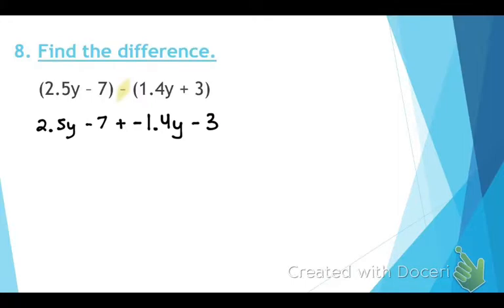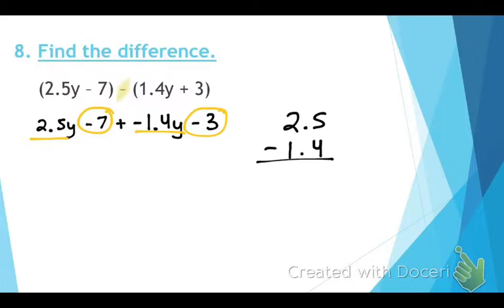All right, so I'm going to underline the y family and circle. Once again, what are the numbers that stand alone called? Constants. Very good. We have to line up the decimal point. A lot of people on the quiz forgot to line up decimal points, okay? This one is pretty simple because it's 2.5 minus 1.4.